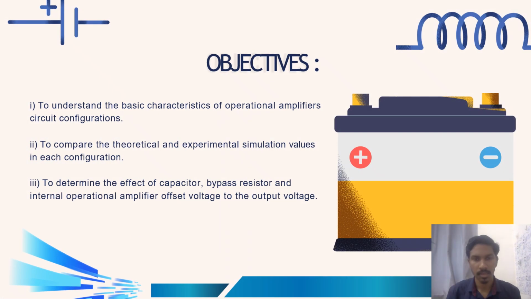There are a total of 3 objectives to be achieved in this lab. The first one is to understand the basic characteristic of operational amplifier. The second one is to compare theoretical and experimental simulation values. And the third one is to determine the effect of the capacitor and the bypass resistor.